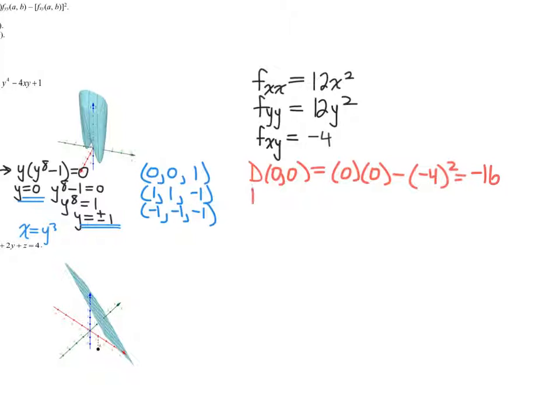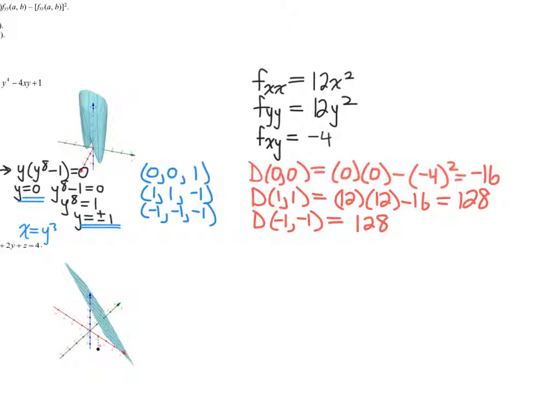Then I'll do the same thing for 1, 1, and then we'll do the compare and contrast all in one shot. So 12 times 12. And it's going to be the same deal because the mixed partial is still negative 4. It's constant. So we're still going to have a subtraction of 16. So 144 minus 16 is what, 128? And then I do the same thing for -1, -1, and that's going to give me the same result, right? Yeah.